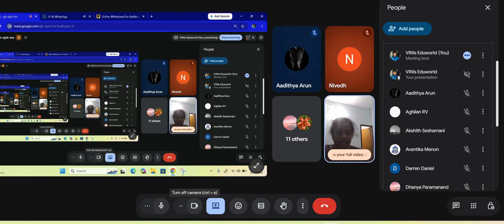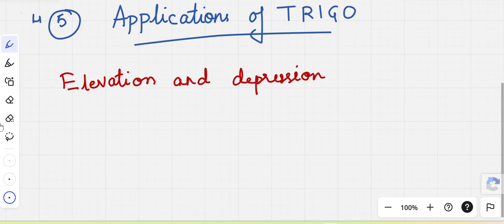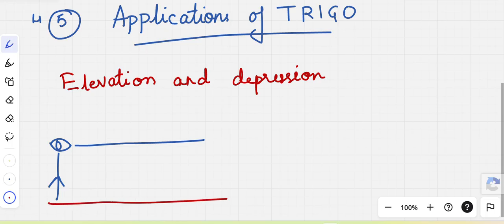Where is the camera? Kids, can you see my face? Okay, now when I'm looking at anything straight, I am looking straight. Now, if I have to look at the sun, my eyelid will move up, right? I'm moving my eyelid up if I'm looking up, right? So, when I'm moving the eyelid, observe one thing. Observe, this is an eye and this is a straight line. A person is standing. You're standing perpendicular to the ground. Your eye is parallel to the ground.